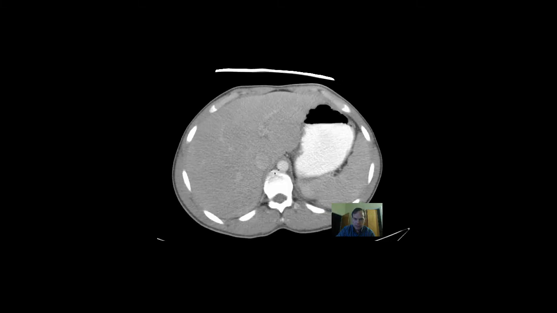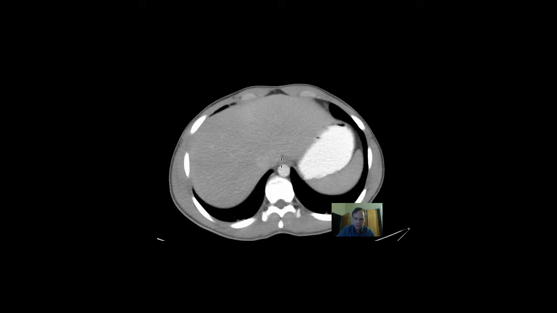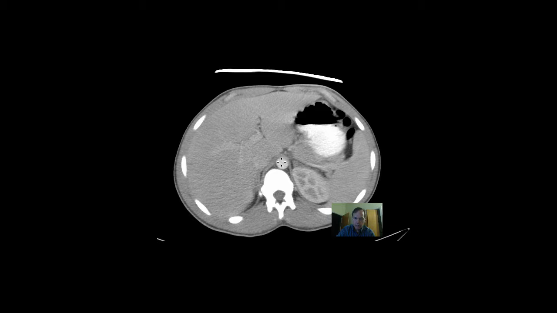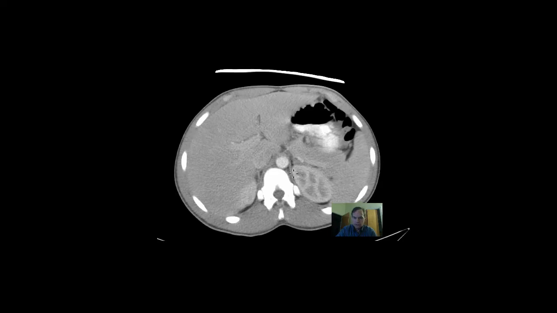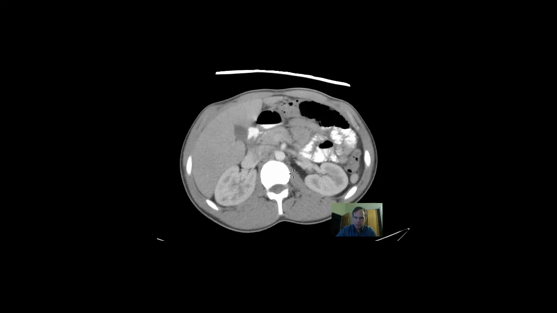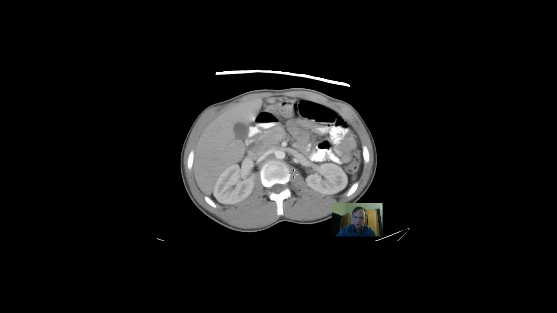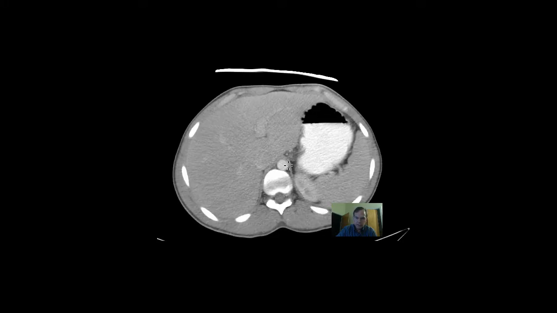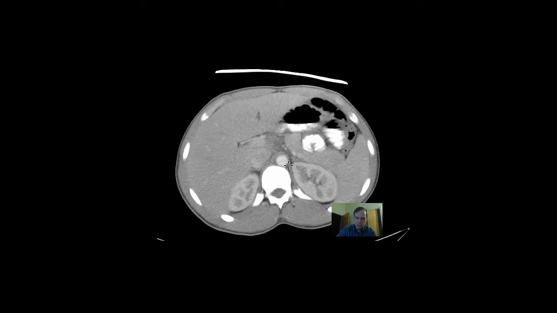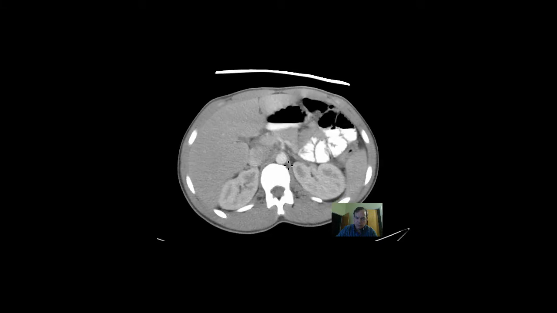Here we can see the abdominal aorta, and these are the crura of the diaphragm. The right crus and left crus of the diaphragm comprise the crura of the diaphragm, crura being plural for crus. As we follow the aorta inferiorly, the first vessel emanating anteriorly is the celiac artery.